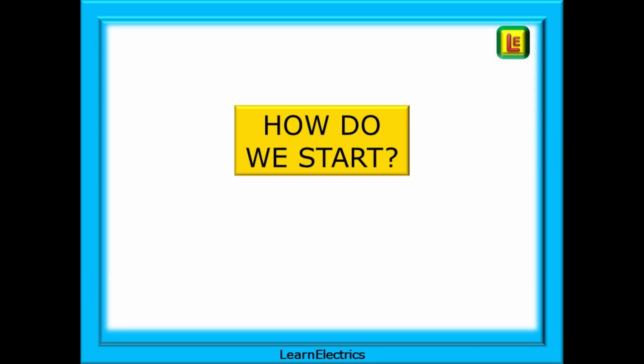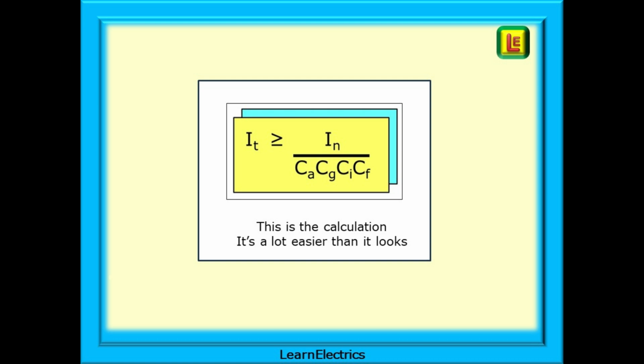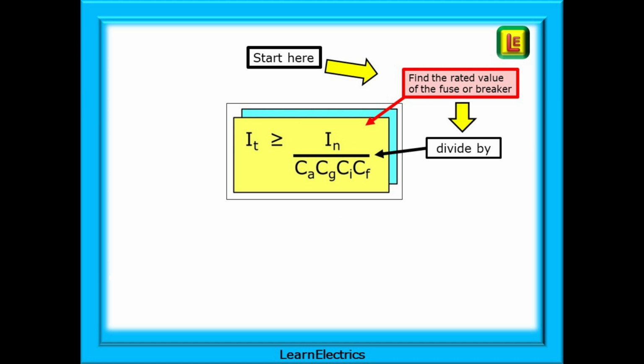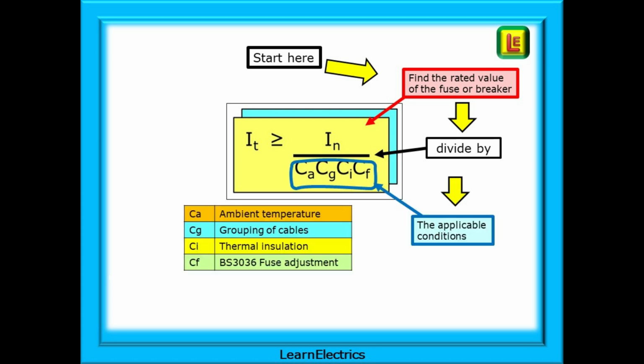How do we start with this formula? This is the calculation, and it's actually a lot easier to use than it looks. Start with IN. Find the rated value of the fuse or breaker that is printed on the device. If it's a 20 amp fuse, then IN is 20 amps. So easy. We will divide IN by some other numbers that we will select next. What are the installation conditions that apply in this case? They will all have different derating factors to be applied. If a particular condition does not apply, then we can eliminate it from the formula, as we will see.